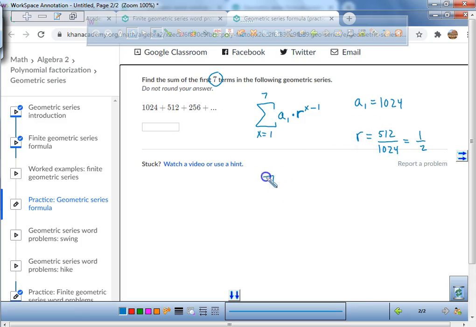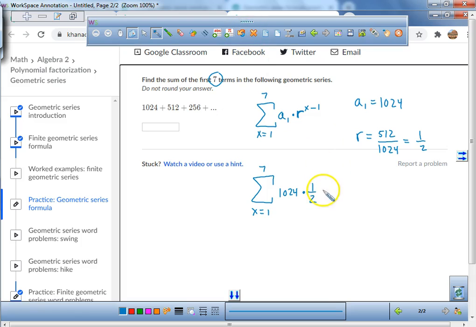So here's what I would do in sigma notation, and I'll show you guys how to do it in your calculator. We're going to put x equals 1, put 7 here, put 1,024 right there, and multiply it by a common ratio of 1/2. Then let's put x minus 1, because it'll do it for us in our calculator. So write this down and we're going to go ahead and type this in together.